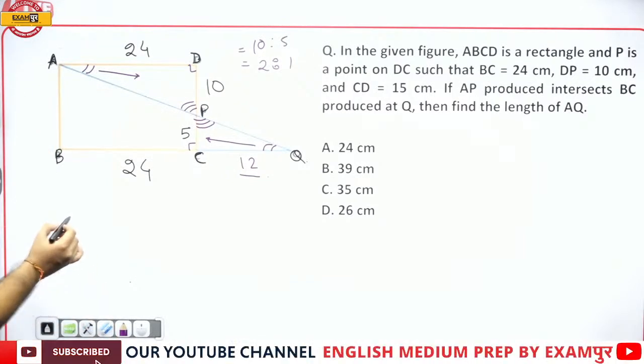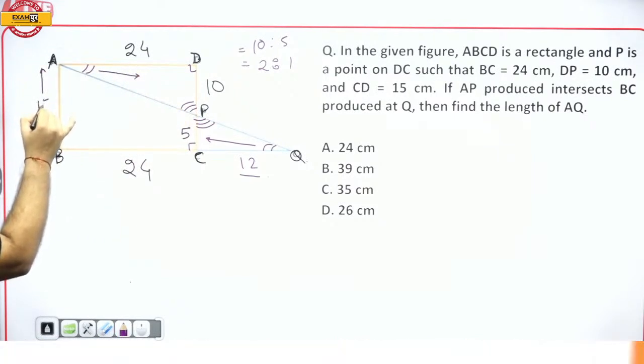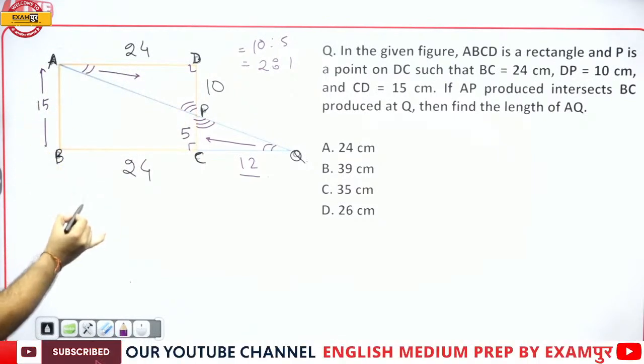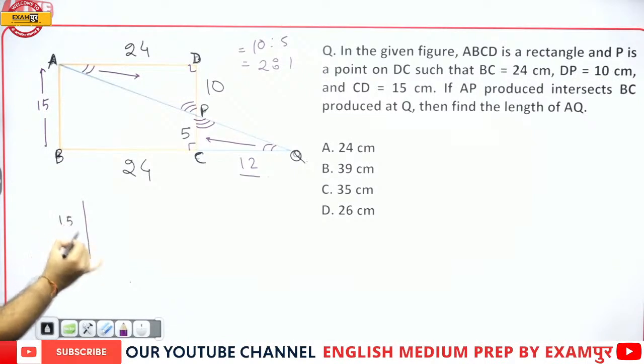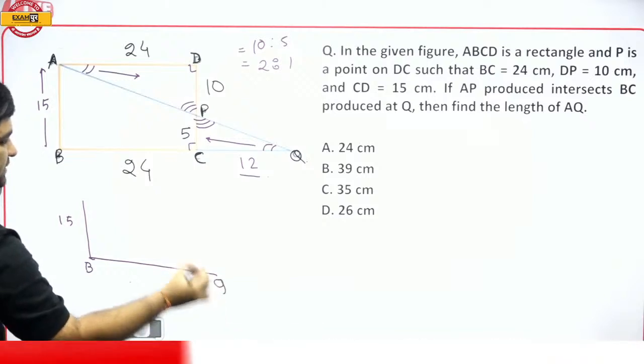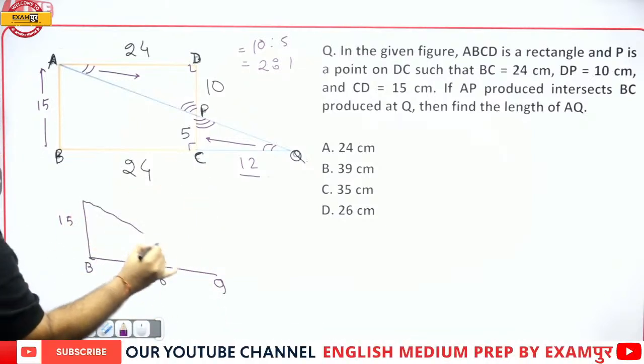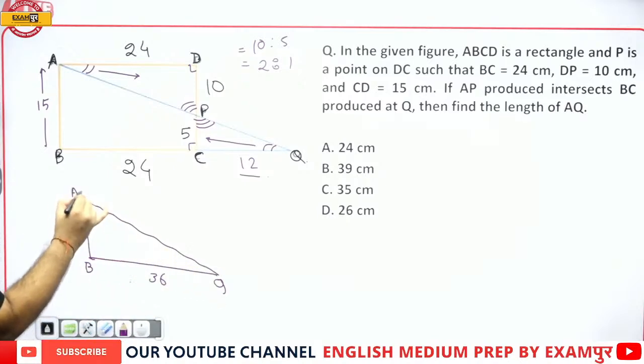So if I closely look, this side is already given as 15. So this is 15 and BQ is 36. Then what is AQ?